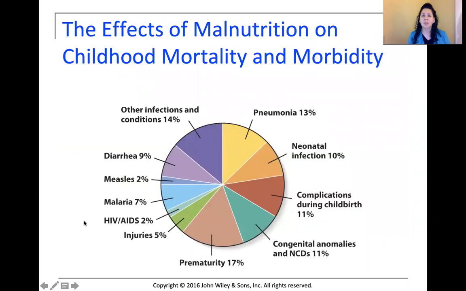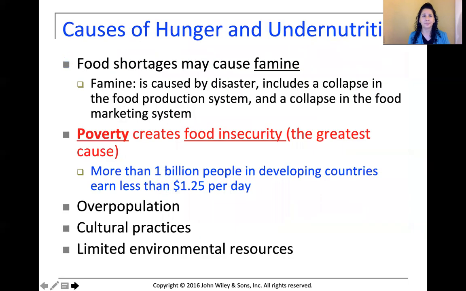The effects of malnutrition on childhood mortality and morbidity. So mortality and morbidity mean really disease and death. Okay? And we see here these are the different reasons they're dying, whether it's pneumonia or babies that are born premature. All of these are reasons that we lose so many children.